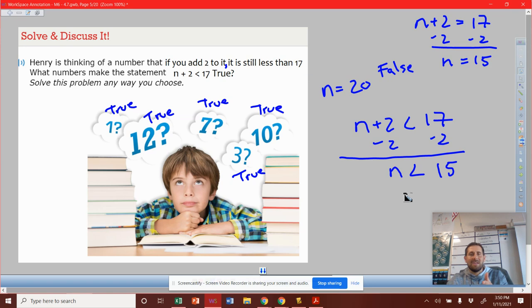So what this is saying, if I go back to this original inequality, if I plugged in any number less than 15, this is going to work. And so I'm going back to the question, how many answers are there? There's an infinite amount of answers, but they all need to be numbers that are less than 15. Can it equal 15? No, not unless we put a line underneath.